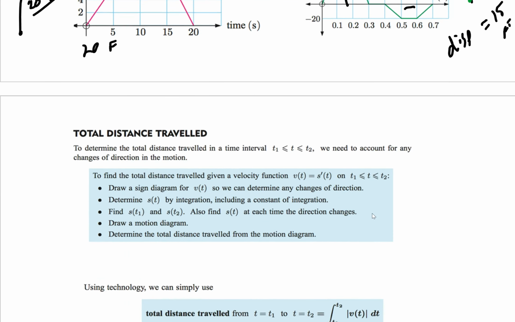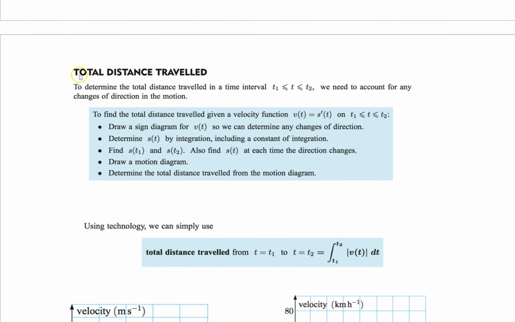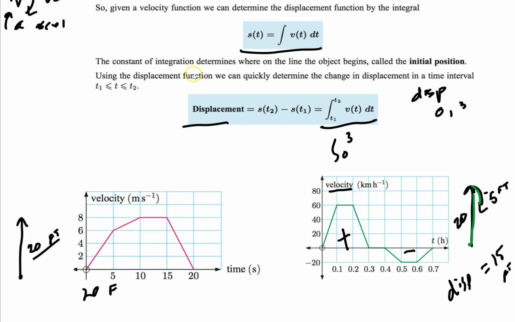Total distance traveled. The total distance traveled is how far you have walked. So it's different than displacement. Displacement is how far you are from the origin. So I'm 20 feet from the origin. My total distance traveled in this case would actually be the same. How far did I walk? Well, I walked 20 feet straight, so 20 feet.